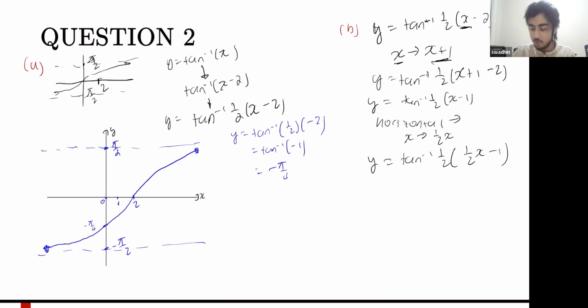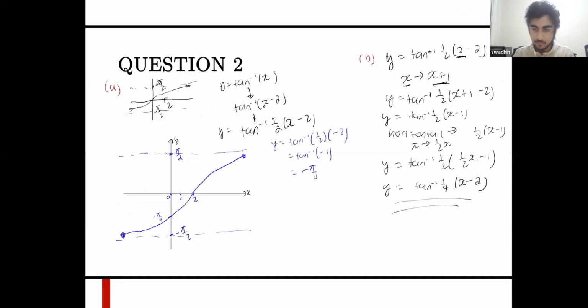Common mistake: don't multiply the half by x minus 1, because that's saying it only dilates the x minus 1 values by a half. That's not what it does. A scale factor of 2 means it dilates the x values only by a half. So we can just factor out the quarter. That's going to be tan inverse of a quarter x minus 2. And that's it.